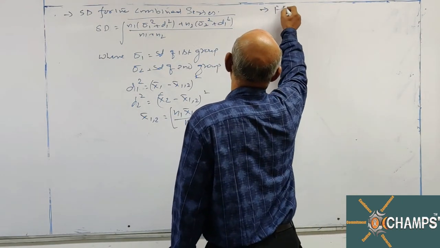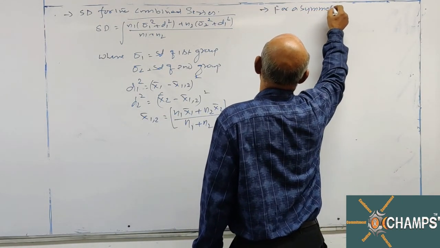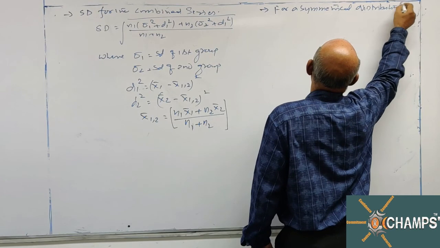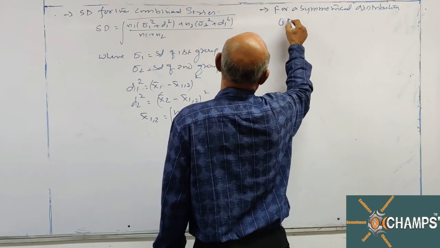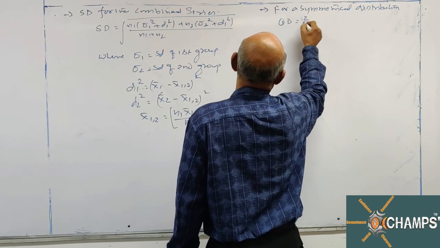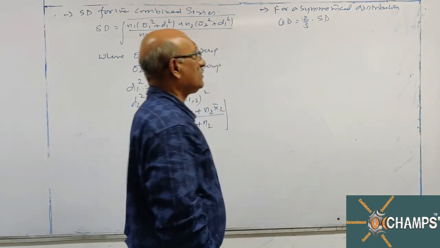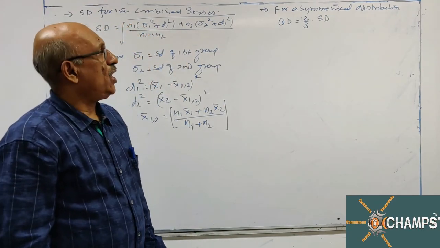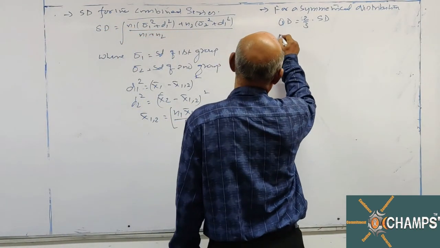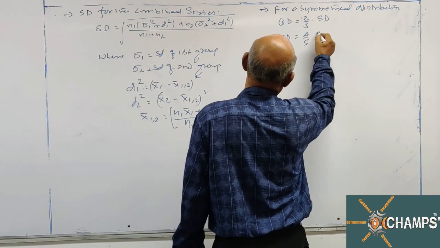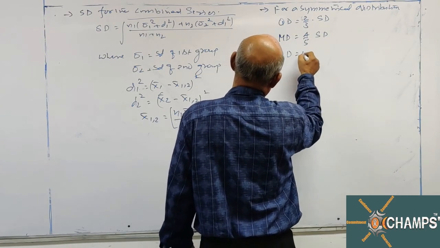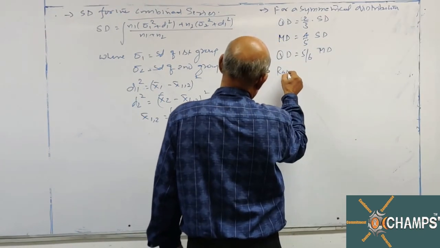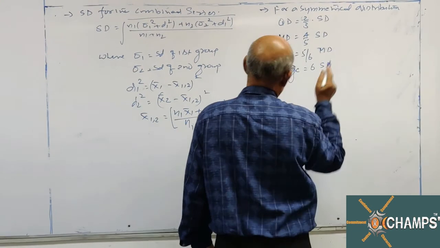Next, for a symmetrical distribution, quartile deviation is equal to 2 by 3 of standard deviation. MD is equal to 4 by 5 of standard deviation. QD is equal to 5 by 6 of MD. Range is equal to 6 into standard deviation.